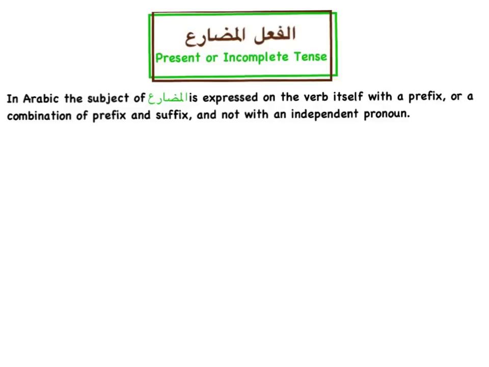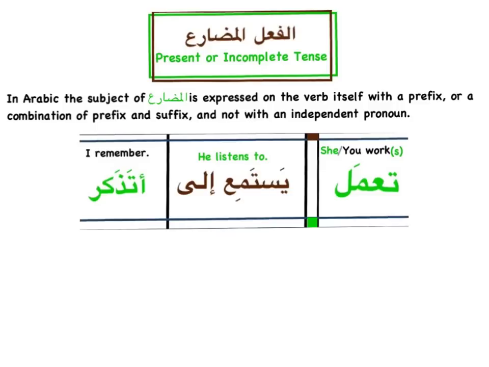In Arabic, the subject of المضارع is expressed on the verb itself with a prefix or a combination of prefix and suffix, and not with an independent pronoun. Let's look at these three verbs: أتذكر, يستمع إلى, تعمل. So let's take a look at تعمل as in هي تعمل, she works, or you can say أنت تعمل.